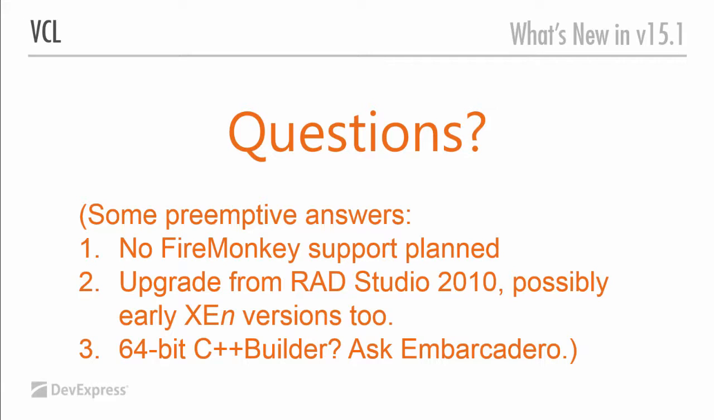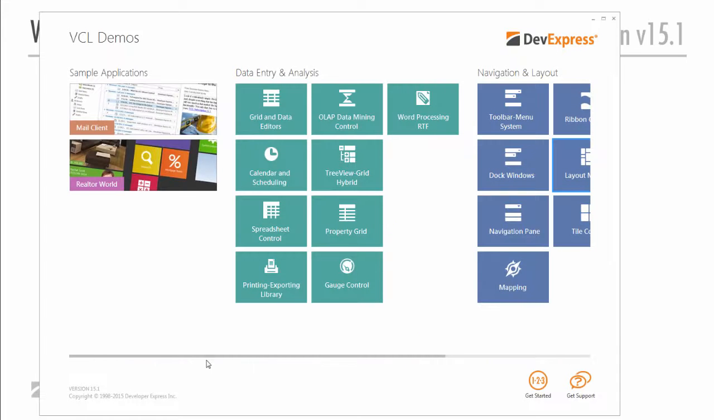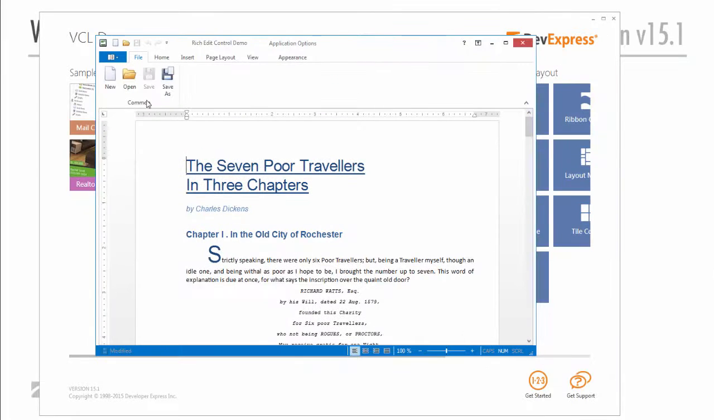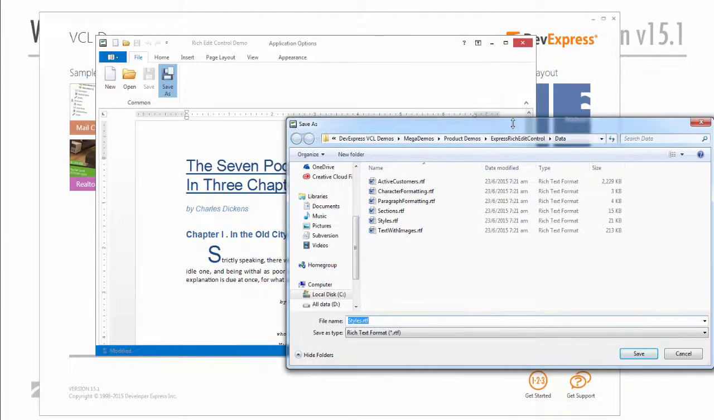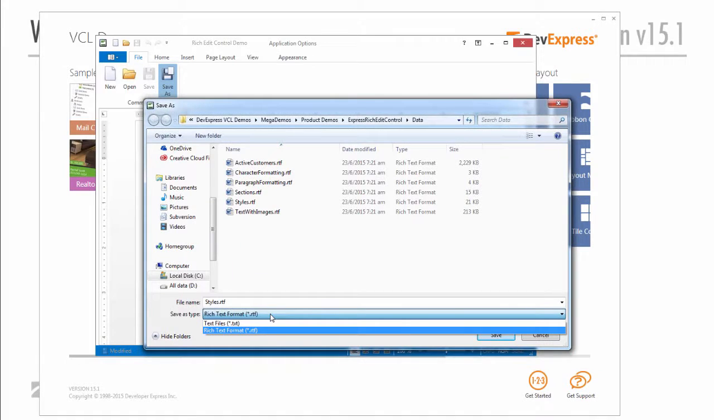I'm sure. Let me have a quick look. Let me start up the app again. Just to see what we can save it as. So here's the demo. Wake up demo. There we go. So I can say File, Save As. What can I save it as? Yeah, RTF or text. So no, not at the moment.